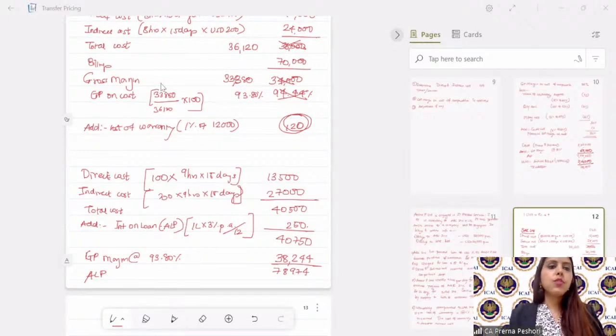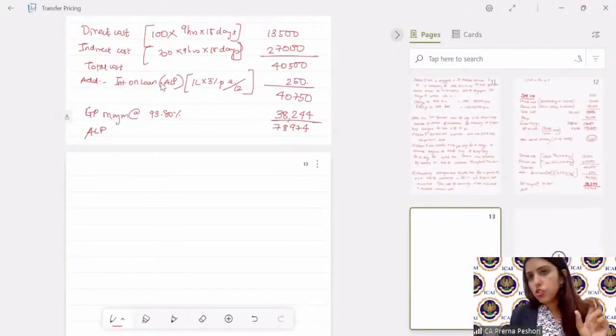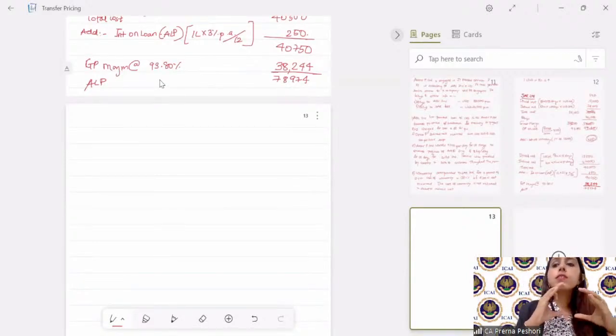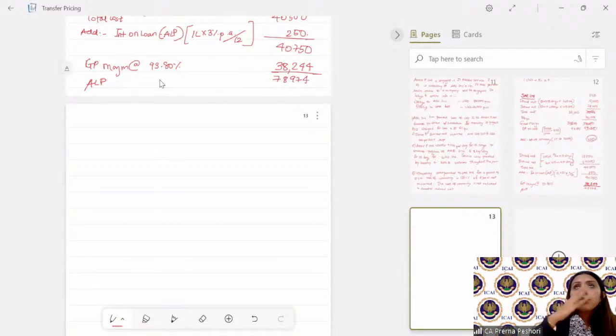Okay, let's proceed further. So these were the traditional methods. Why are these traditional methods? Because here we are focusing only on the direct comparison. Direct comparison of the margins, of the gross profit, or the pricing under the CUP method. Now we are moving towards the transactional methods where we are looking into the entire profitability of the company. So we have two methods under that.